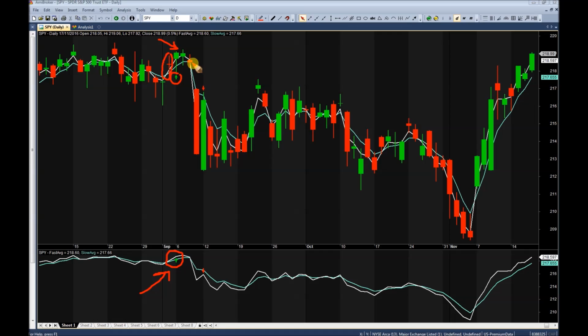Then you can see here, we didn't actually have a moving average crossover yet, but when we gapped down, that created the moving average crossover and initiated the signal. And then according to the rules, we're going to sell. We're going to close out our position on the open of the next bar. So that's what a losing trade might look like.